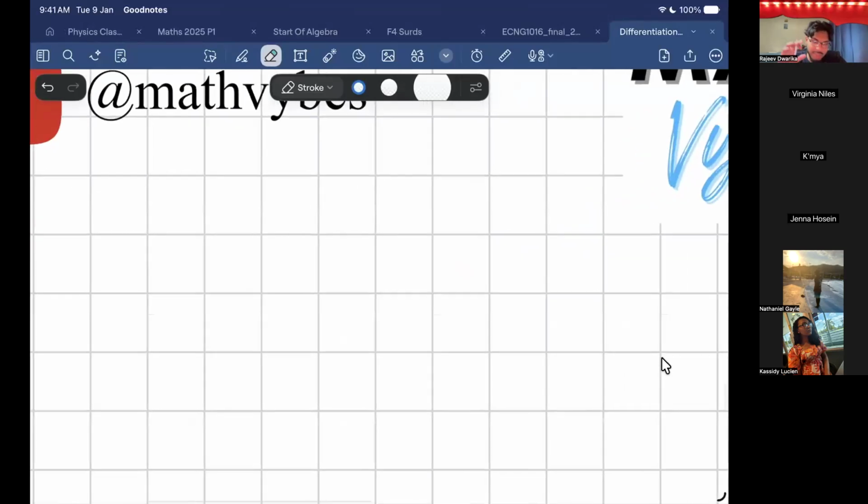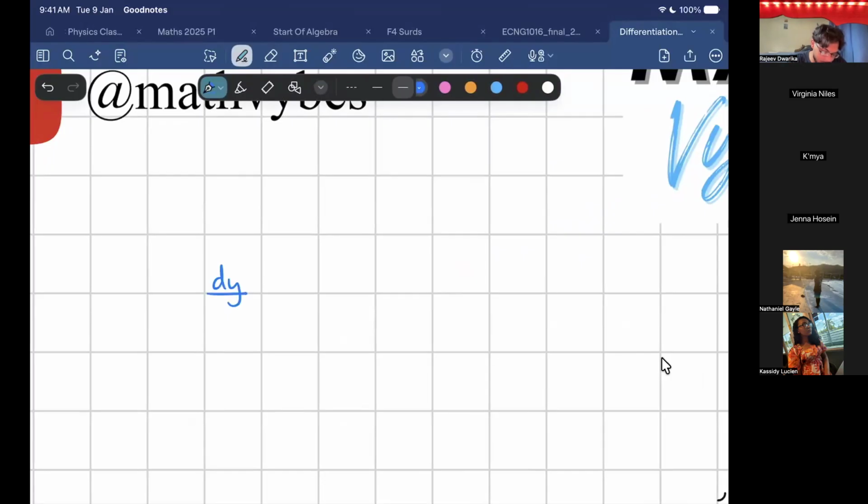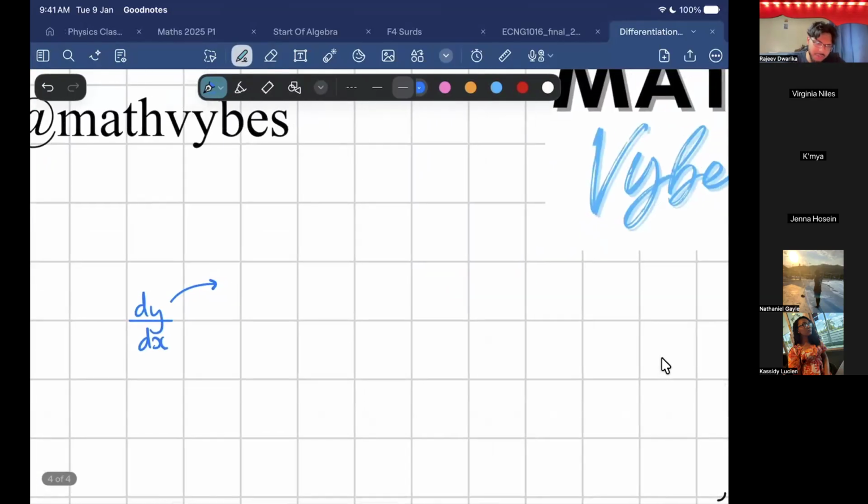Right. Serious time. Can anybody remind me what dy dx tells us? What does dy dx tell us? Gradient. Change in y over change in x. If you say gradient, you can't just say gradient. It's actually the gradient function. The gradient function. And it tells us the gradient of the normal or the tangent. Do you all remember that? The tangent. Good.